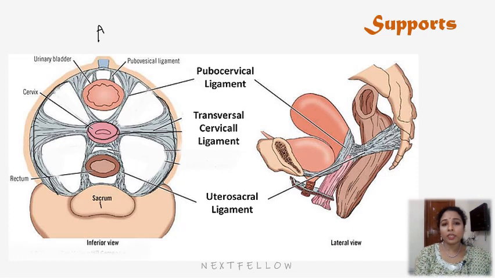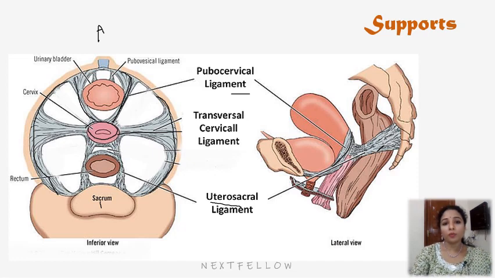The next important ligaments are pubocervical ligaments. As the name suggests, pubo means from the pubis to the cervix. So these form like a sling on each side. Pubocervical ligament, we can appreciate in the lateral view also. These are the pubocervical ligaments. Then uterosacral ligaments are the posterior connections from the uterus to the sacrum. These are called uterosacral ligaments. So here is the uterosacral ligament on the lateral view.